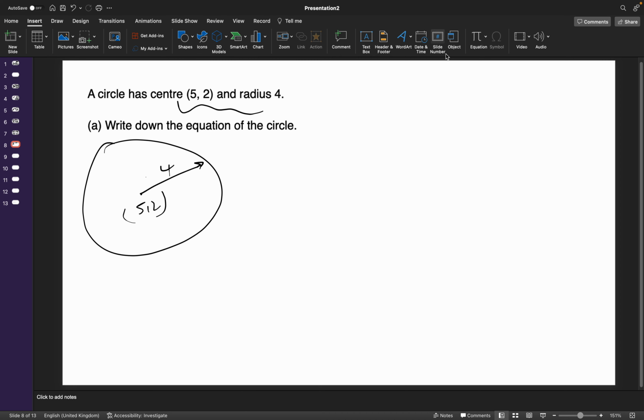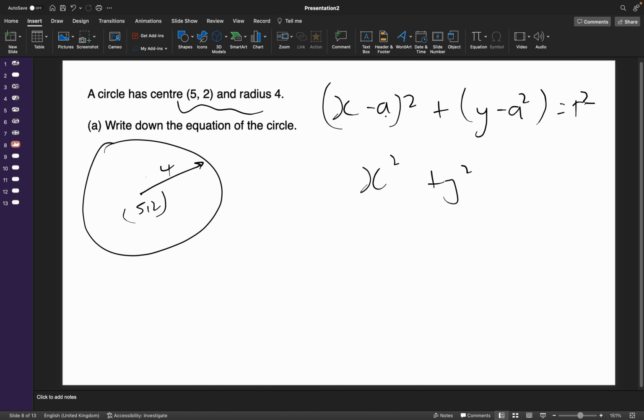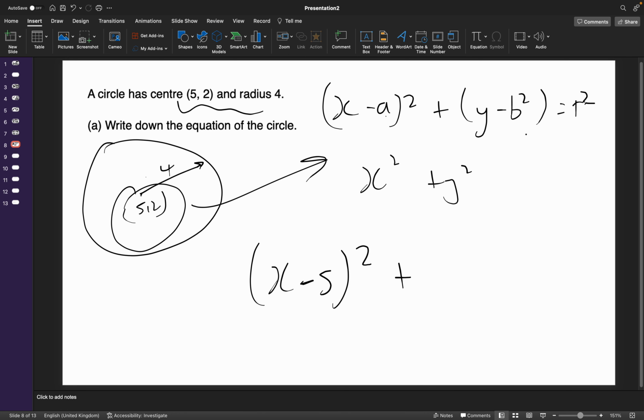That's because the full equation of a circle is x minus a squared plus y minus b squared equals r squared, where a and b are the center of the circle. But if the center is 0, 0, the origin, you can simplify this to x squared plus y squared equals r squared. But now we have a different center. So we can input the center of the circle into the equation. So x minus 5 squared plus y minus 2 squared equals r squared. R is 4, so squaring that becomes 16.